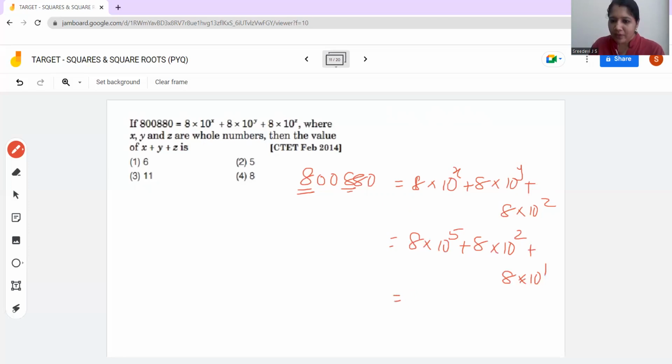So here the powers are 5, 2 and 1, right? So when we add, we'll be getting 5 plus 2 plus 1, that is 8. So here option 4 is the correct answer. We need the value of x plus y plus z, right? So here x value is 5, the lakh place value, y value is 2, the hundreds place value, and z value is 1, that is the tens place value.